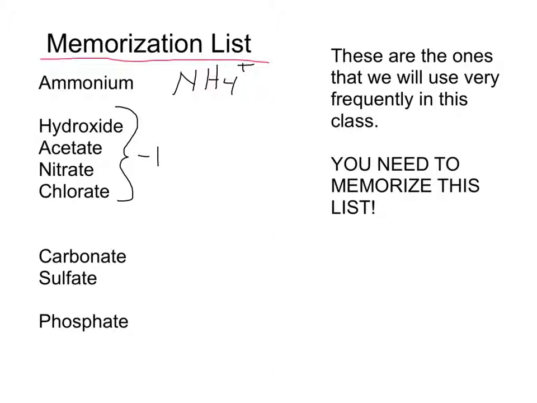So let's make sure that we write these out. Hydroxide, an oxygen and a hydrogen, negative charge. Acetate, C2H3O2 with a -1 charge. Nitrate, NO3 with a -1 charge. And chlorate, it has a chlorine and 3 oxygens, and it also has a -1 charge. As you can see, the biggest thing a polyatomic ion has is oxygens. They all have oxygens in them.